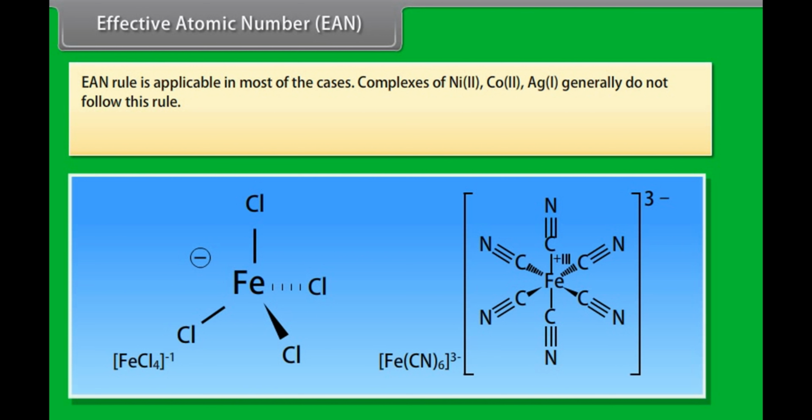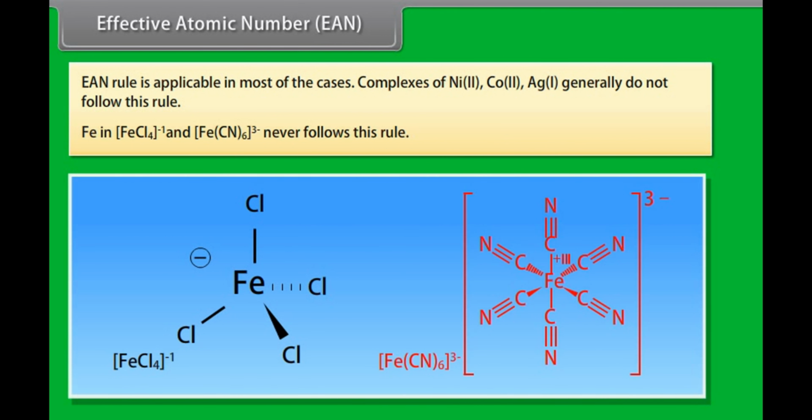The EAN rule is applicable in most cases. Complexes of Ni2+, Cu2+, Ag+ generally do not follow this rule. Fe in [FeCl4]- and [Fe(CN)6]3- also does not follow this rule.